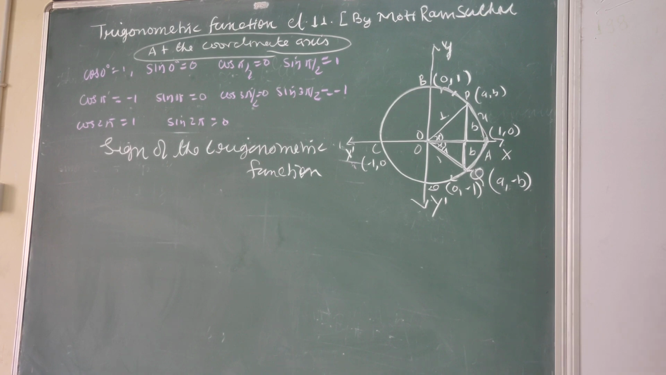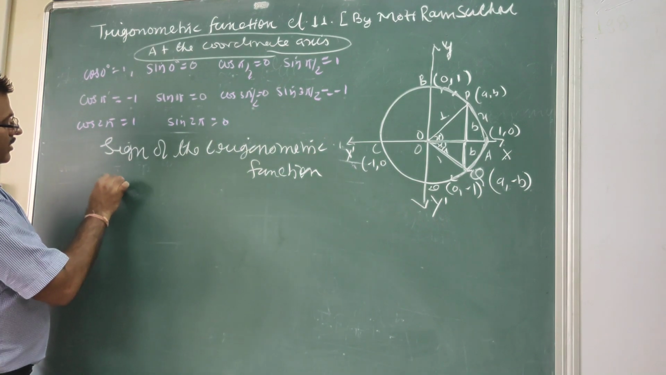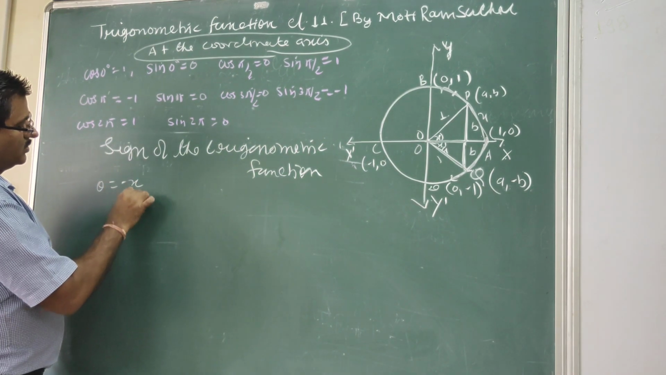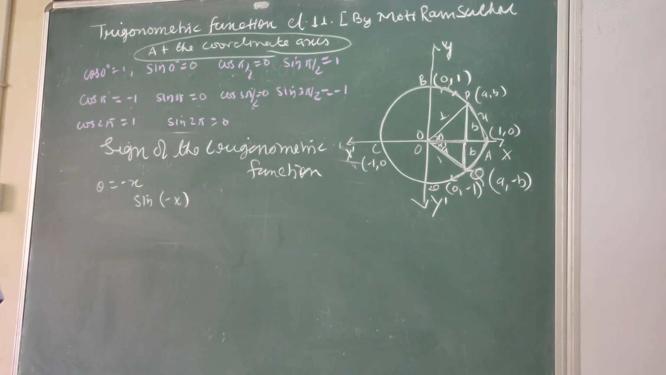Values of sine. Suppose the angle we are taking here is theta equal to minus x. So what is the value of sine of minus x? That is, we are considering the negative angle. Clear?